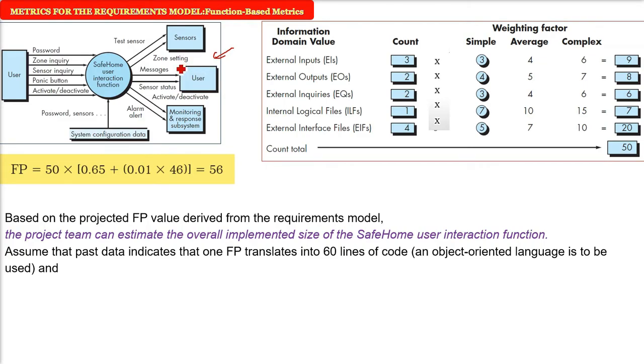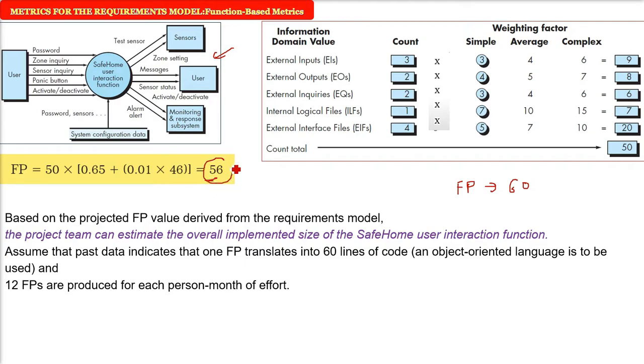Just assume that past history of this kind of project has given us that one function point translates into 60 lines of code if we use an object-oriented language. So how many function points are here? 56. And one function point gives 60 lines of code. So 60 into 56 will be the number of lines of code. So this is the line of code estimation.